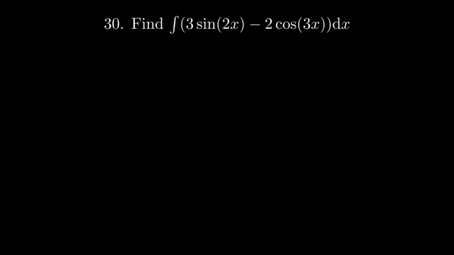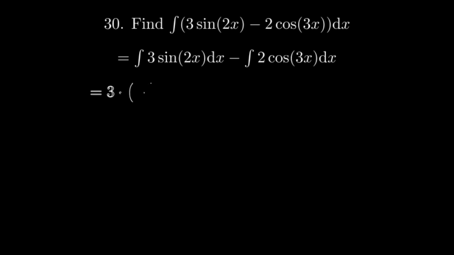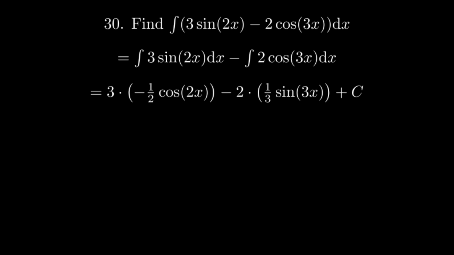Next, question 30. We need to find the integral of 3 sine 2x minus 2 cos 3x dx. We can integrate this term by term. For the first term, the integral of sine 2x is minus 1/2 cos 2x. For the second term, the integral of cos 3x is 1/3 sine 3x. Simplifying this gives us our final answer. So the result is negative 3/2 cos 2x minus 2/3 sine 3x plus c.